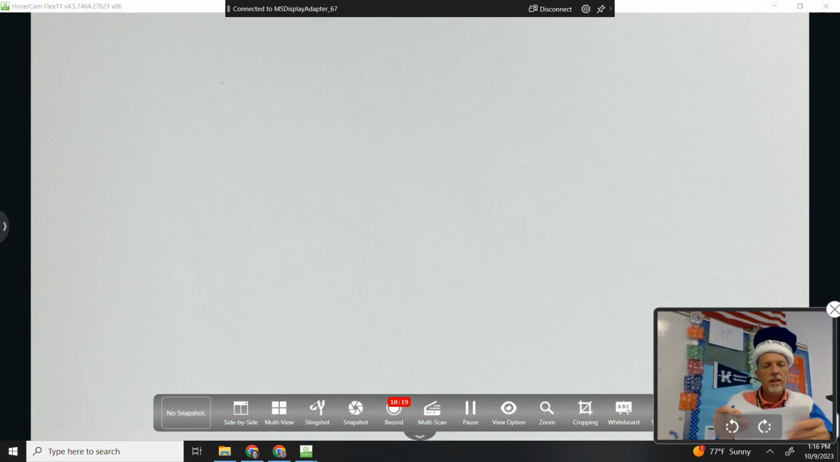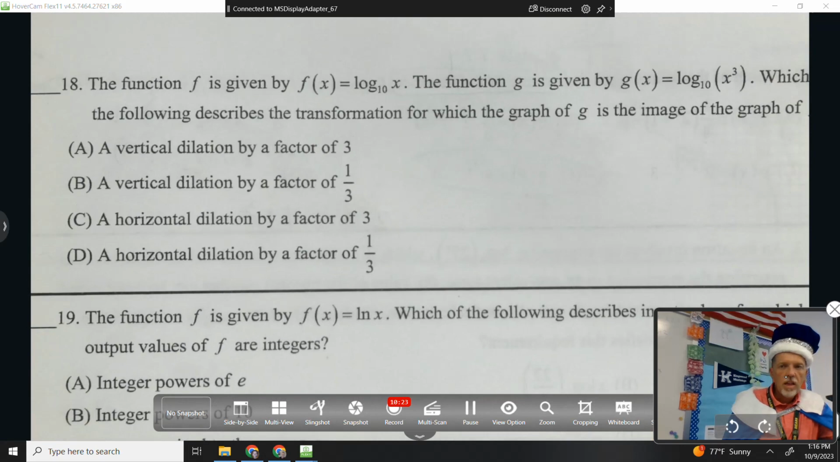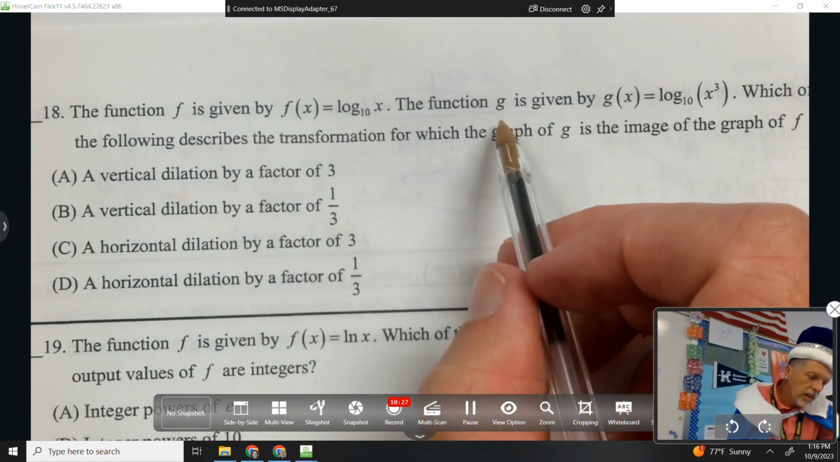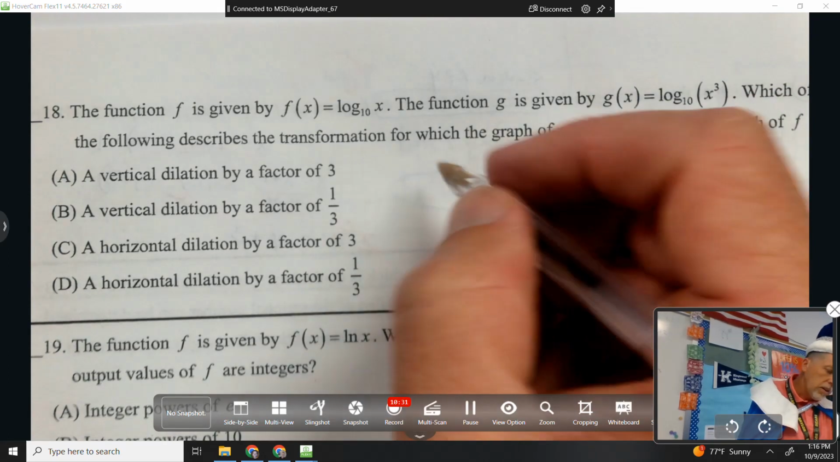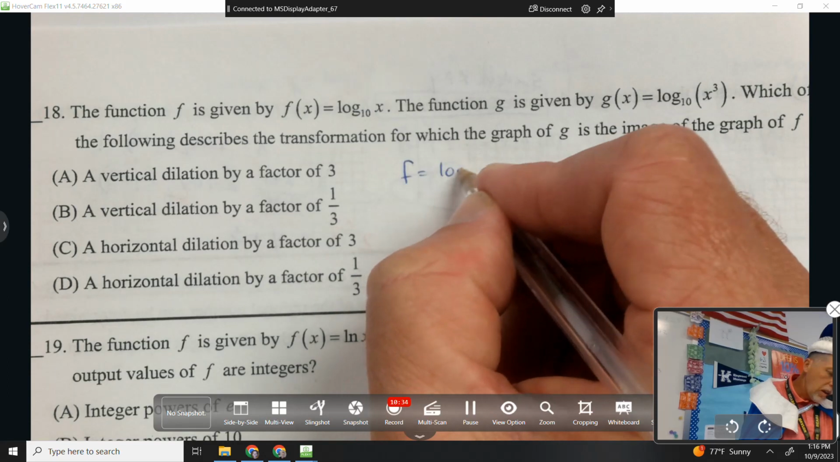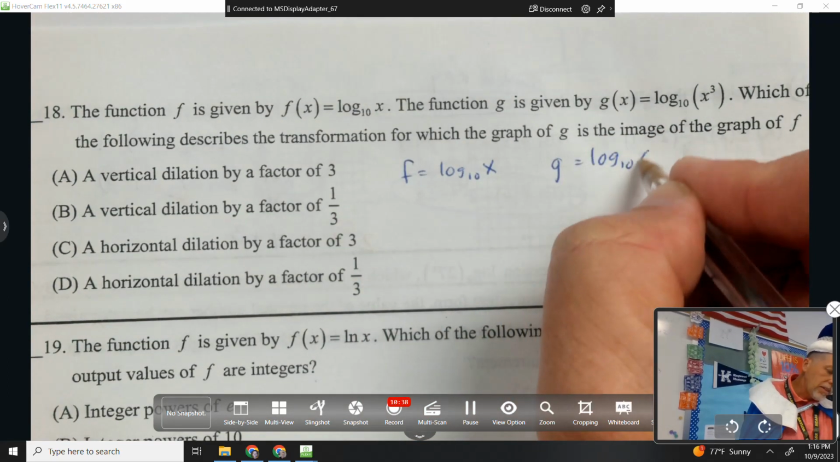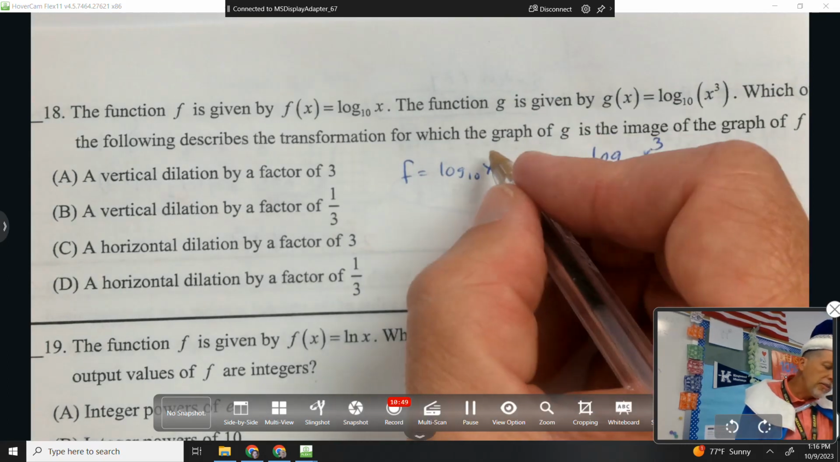Number 18. The function f is given by log base 10 of x. The function g is given by log base 10 of x cubed. I'm just rewriting them because that's a lot of words. Which of the following describes the transformation for which the graph of g is the image of f? It's the image of the graph. So how do I get from f to g?